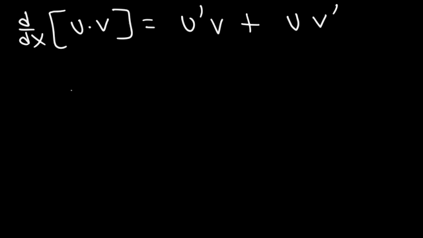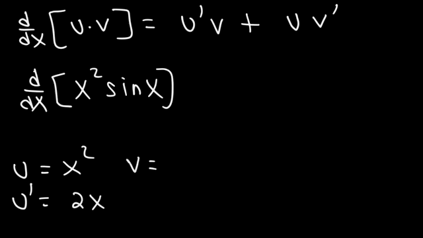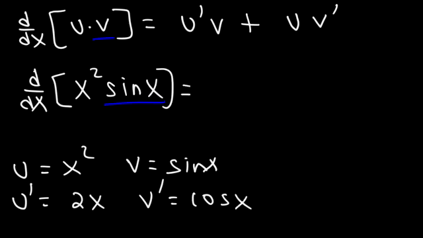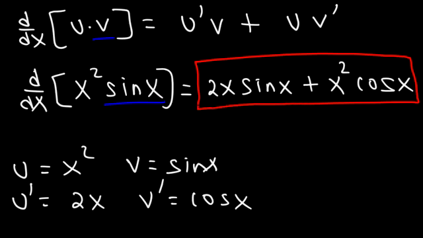Now let's work on some examples. What is the derivative of x squared times sine x? In this case, u is x squared, which means u prime is 2x. V is going to be sine x, so v prime is cosine x. So it's going to be u prime times v plus u times v prime, which is cosine. And so this is the answer: 2x sine x plus x squared cosine x.